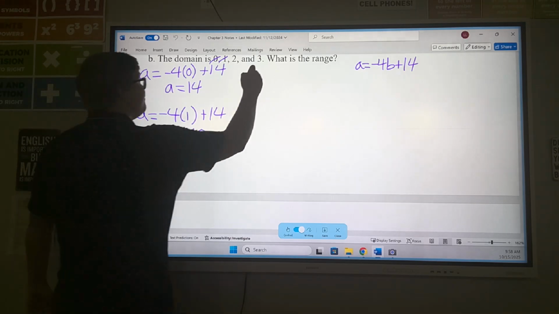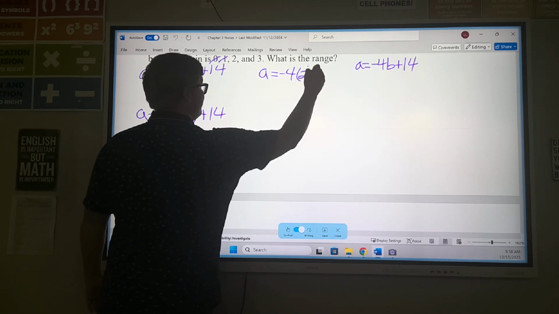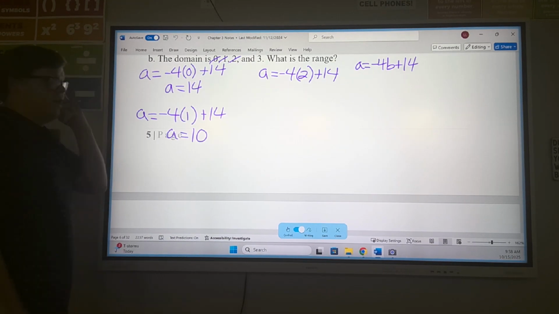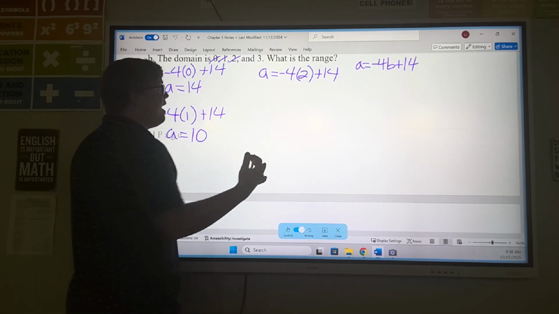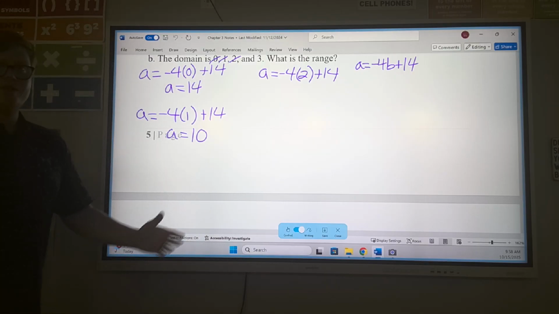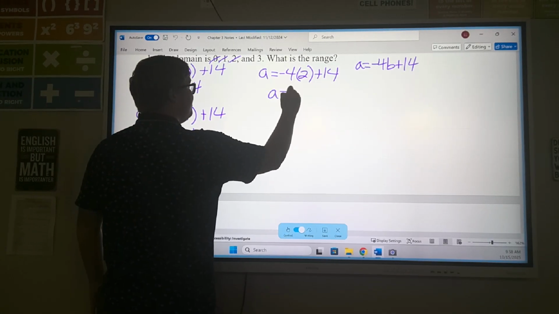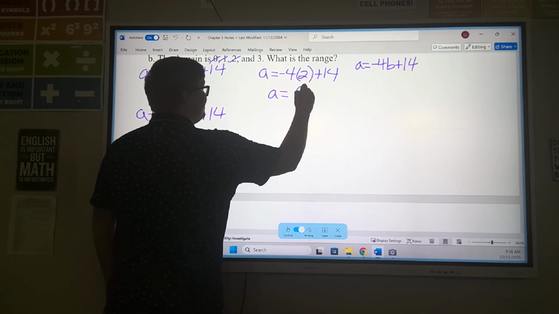Now let's do another one. We have a equals negative 4. What if we're trying to make 2 batches of avocados? Negative 4 times 2 is 8, so that means we're using 8 avocados of our 14 that we had to start with. Negative 8 plus 14, or 14 minus 8, is what? 14 minus 8 is 6.